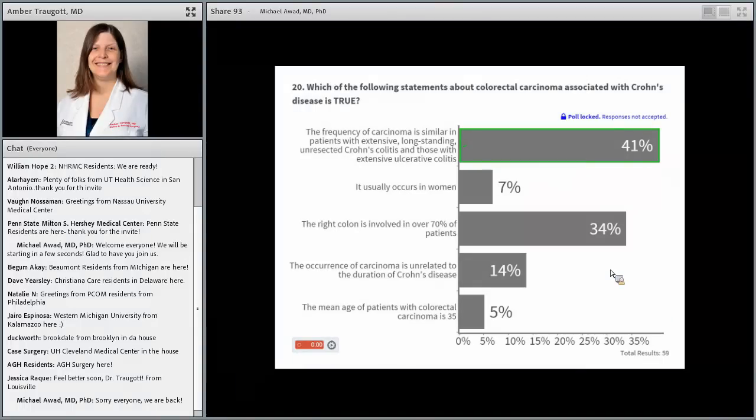All right, so A is correct. When you're talking about patients with extensive long-standing disease, the cancer rates are similar between Crohn's and UC. The left colon is actually more commonly involved than the right colon.